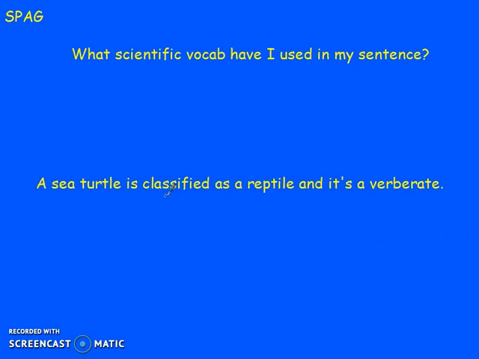From our list, we know that classification and classify is part of our scientific vocabulary. We could also say that reptile is because it's scientific, isn't it? Animals are reptiles or mammals. And also I would say a vertebrate. I think I might spell that wrong. But again, scientific vocabulary because it's to do with the animals.